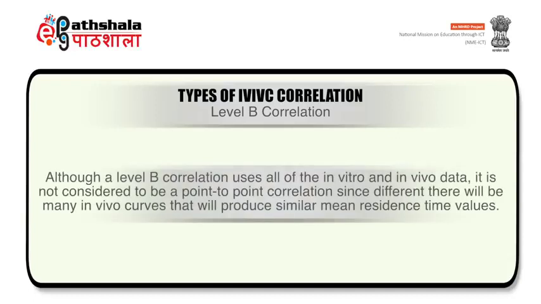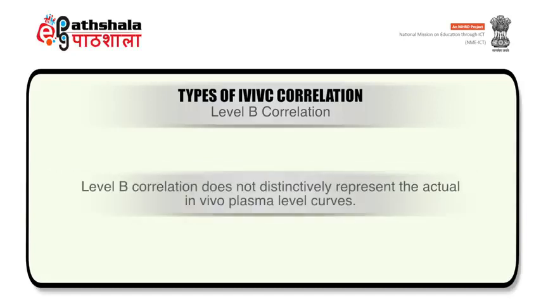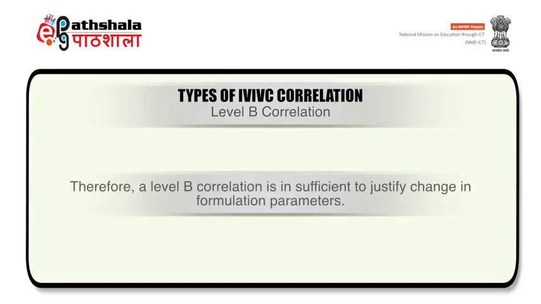Although a level B correlation uses all of the in vitro and in vivo data, it is not considered to be a point-to-point correlation, since there will be many different in vivo curves that will produce similar mean residence time values. A level B correlation does not distinctively represent the actual in vivo plasma level curves. Therefore, a level B correlation is insufficient to justify change in formulation parameters.